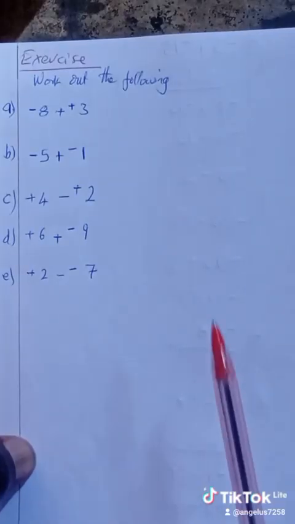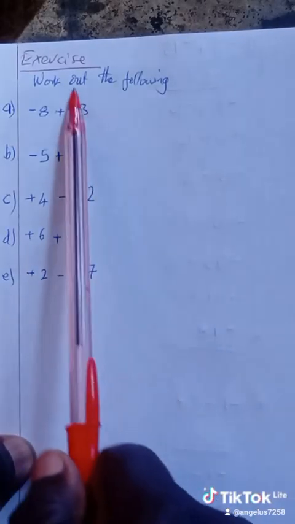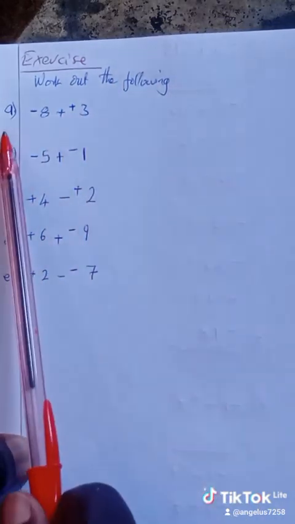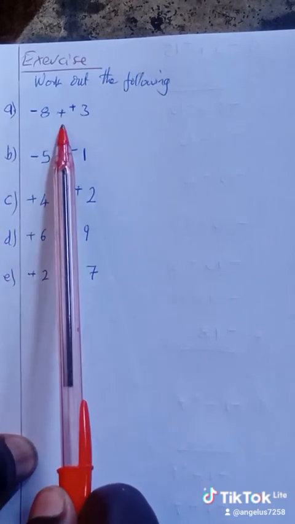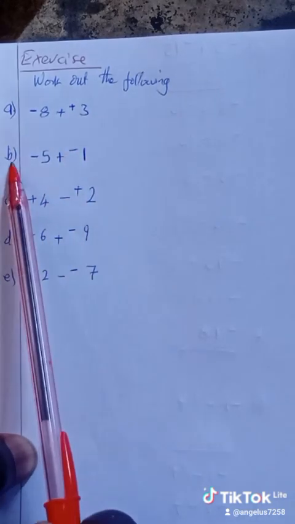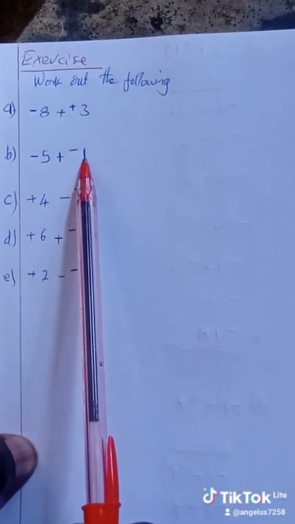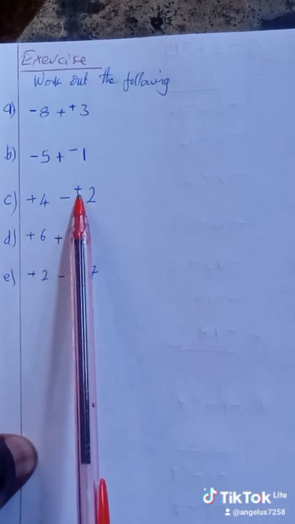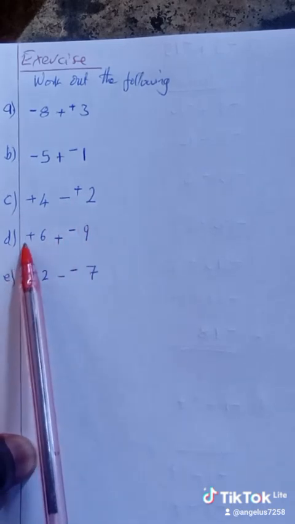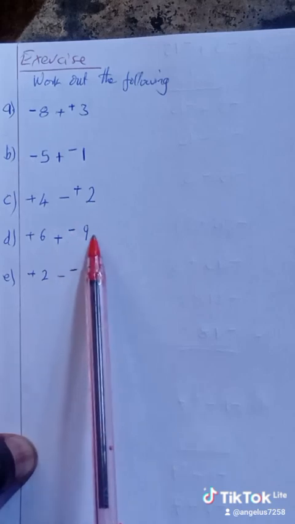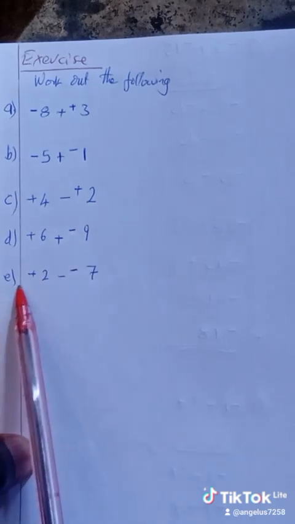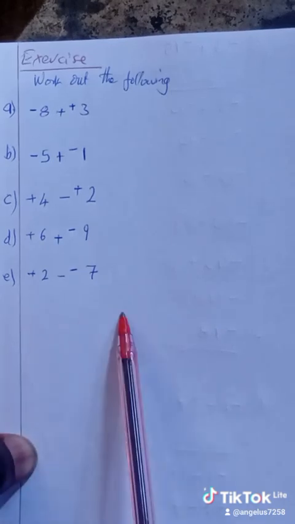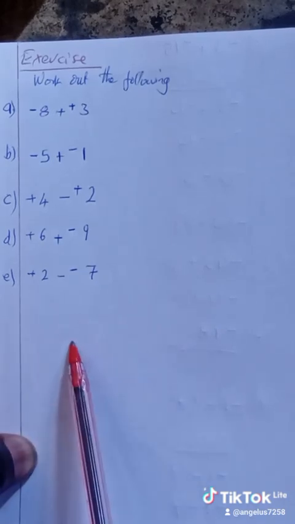So you can now try these numbers. Here, exercise, we have the statement saying, work out the following. Part A, we have negative 8 plus negative 3. Then part B, we have negative 5 plus negative 1. Then part C, we have positive 4 minus positive 2. Then part D, we have positive 6 plus negative 9. Then E, we have positive 2 minus negative 7. So do this work. You send me answers in our comment.